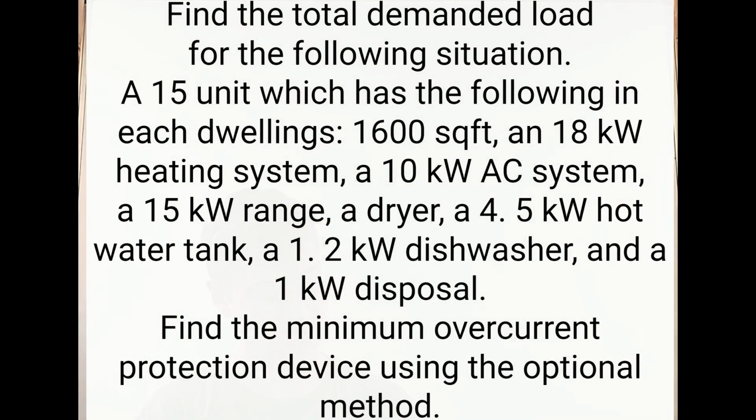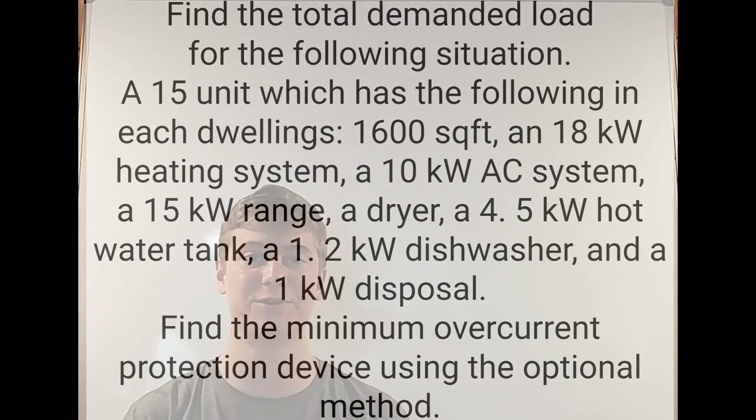Find the total demanded load for the following situation. A 15 unit which has the following in each dwelling: 1,600 square feet, an 18 kilowatt heating system, a 10 kilowatt air conditioning system, a 15 kilowatt range, a dryer, a 4.5 kilowatt hot water tank, a 1.2 kilowatt dishwasher, and a 1 kilowatt disposal. Find the minimum overcurrent protection device using the optional method.